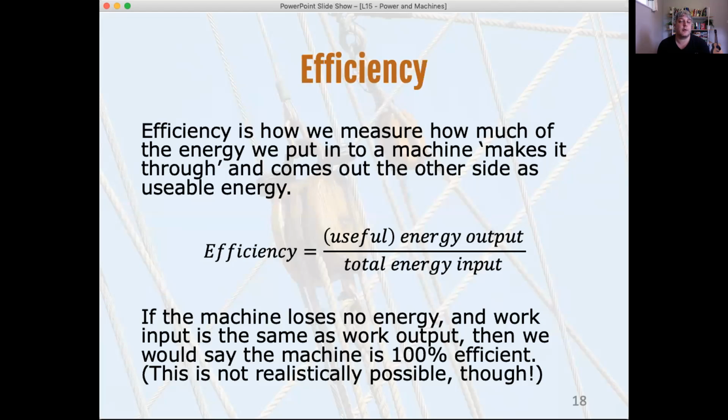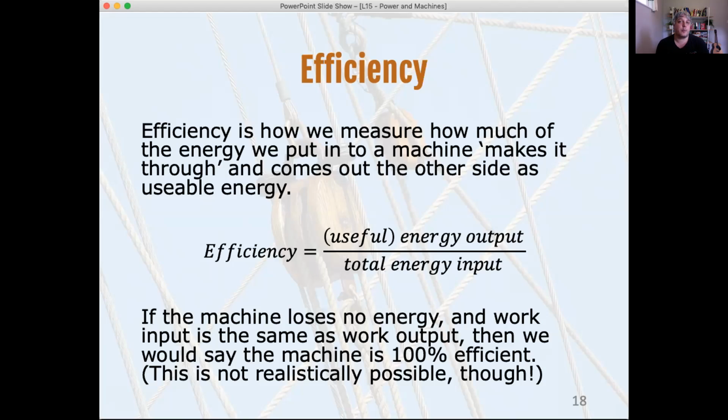But if you're counting all the energy output, then that would obviously be equal to all the energy input. So instead we specify useful energy output. How much energy are you getting out that you wanted from this machine, the purpose of the machine, versus how much energy you had to provide to put into that machine in order to get that useful energy output.